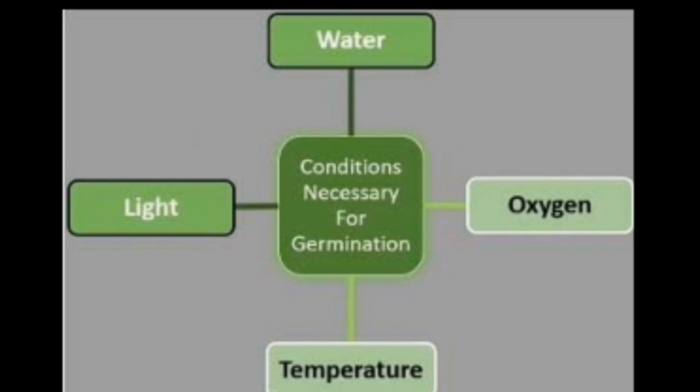These are the conditions required to grow a seed into a seedling. If these conditions are not there, we cannot see a seed growing into a complete seedling. So if these favorable conditions are there, and a seed grows into a seedling, this process of growing of a seed into a seedling is called germination.